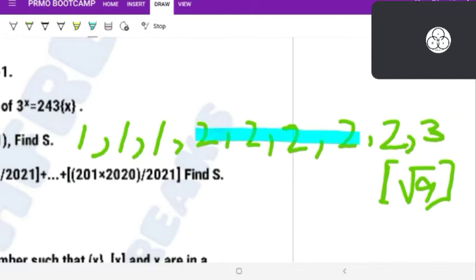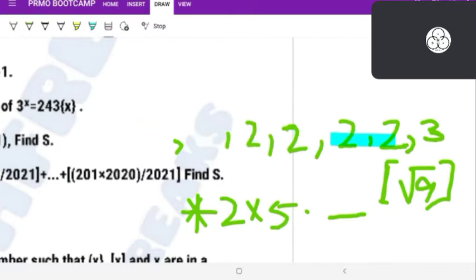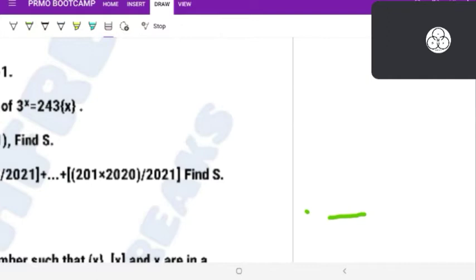How many terms are we getting? 4 terms. Right, 4 terms. Here we are getting 3 terms. Then 5 terms we are getting. In this way, we will get an odd number of terms: 1 into 3 plus 2 into 5, and so on. We need to find out a pattern by writing the first few terms. This question is easy.